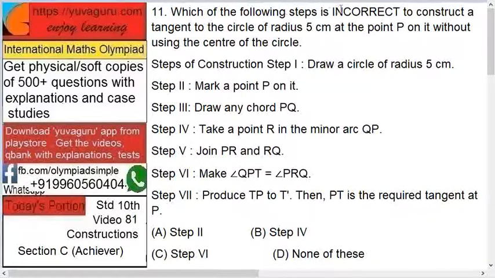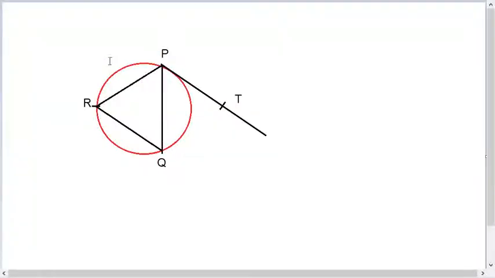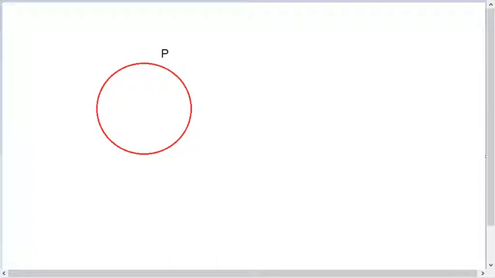Which of the following steps is incorrect to construct a tangent to a circle of radius 5 centimeters at a point P on it without using the center of the circle? See this, there is a circle and we have to draw a tangent at point P. That is the requirement. So our first steps are like this.